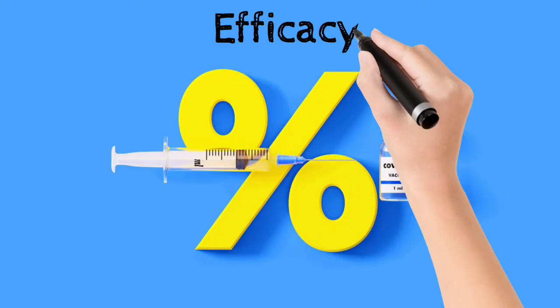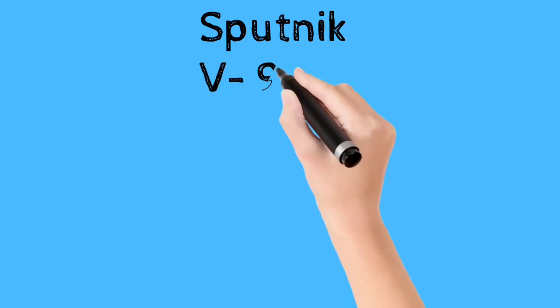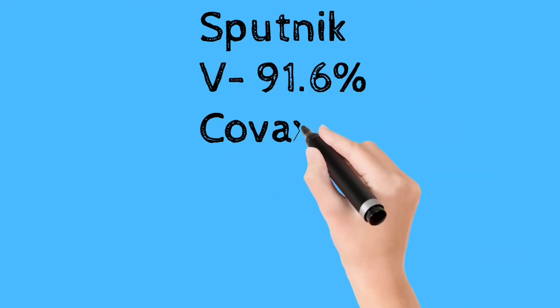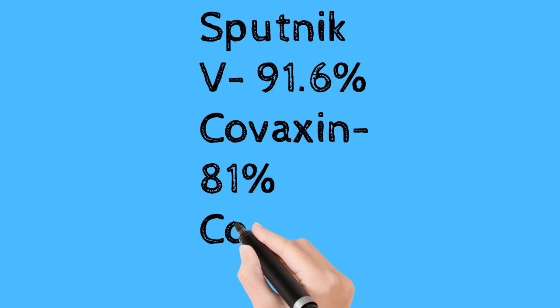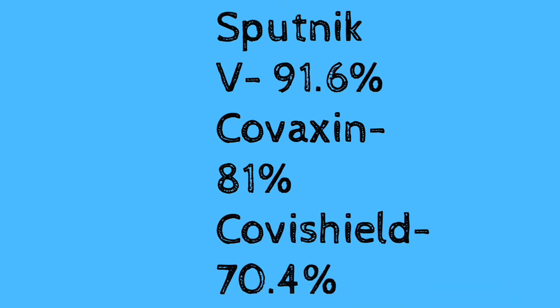The efficacy of the vaccines. Sputnik V had 91.6% efficacy, Covaxin had 81% efficacy, and Covishield had 70.4% efficacy.